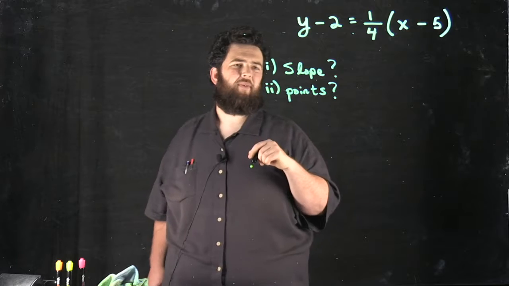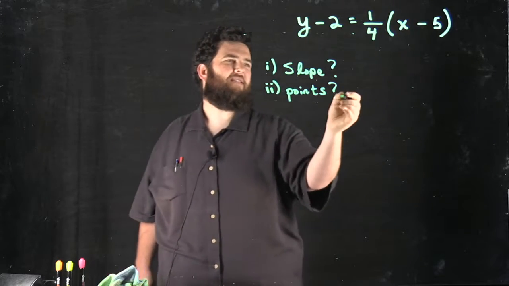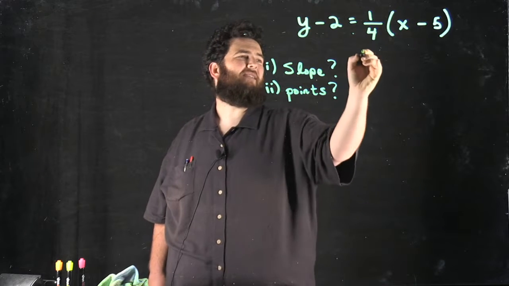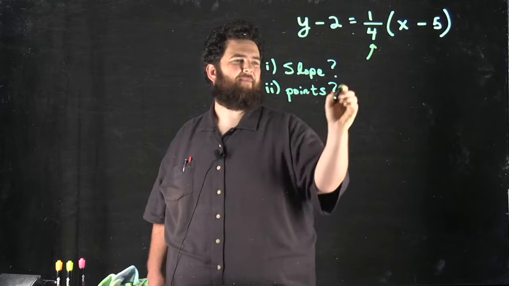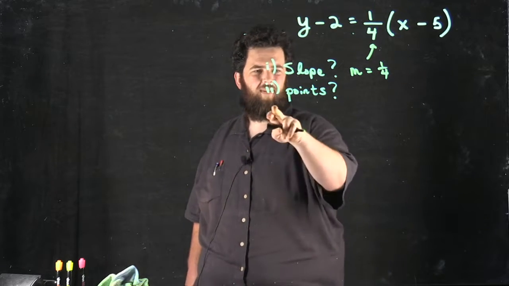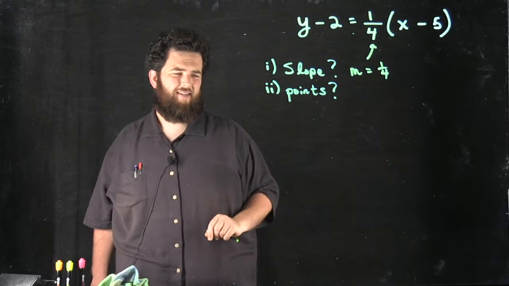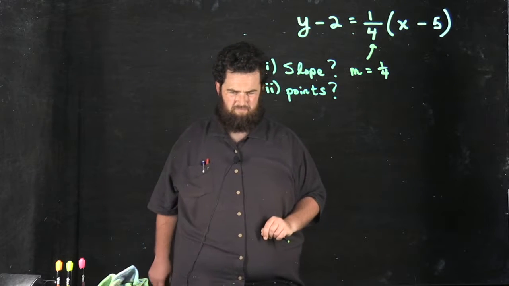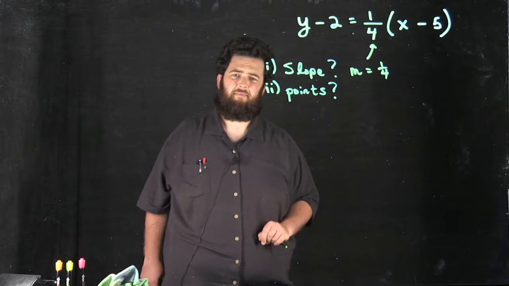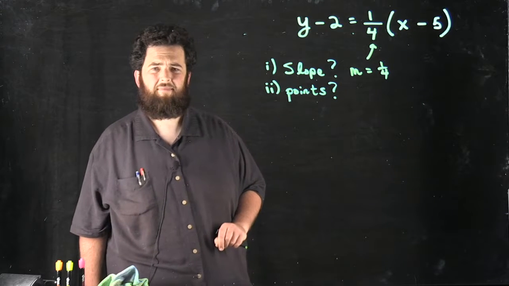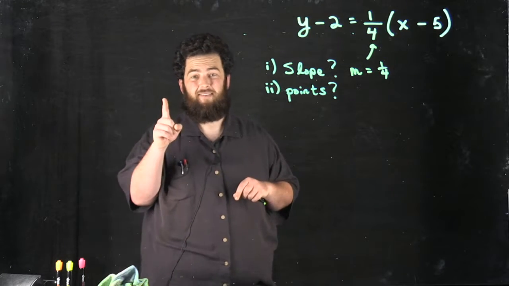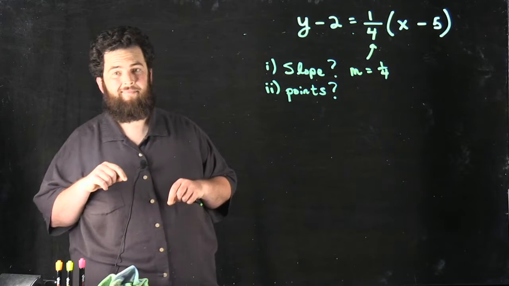All right. So the slope, relatively easy because, well, we know that this is point slope form. And I'll tell you what, that's the slope of the line, right? Nice. Are there any points that satisfy this line? Well, at least I hope there's at least one, right? But it turns out there's infinitely many. But I can find one really easily. I'll show you.